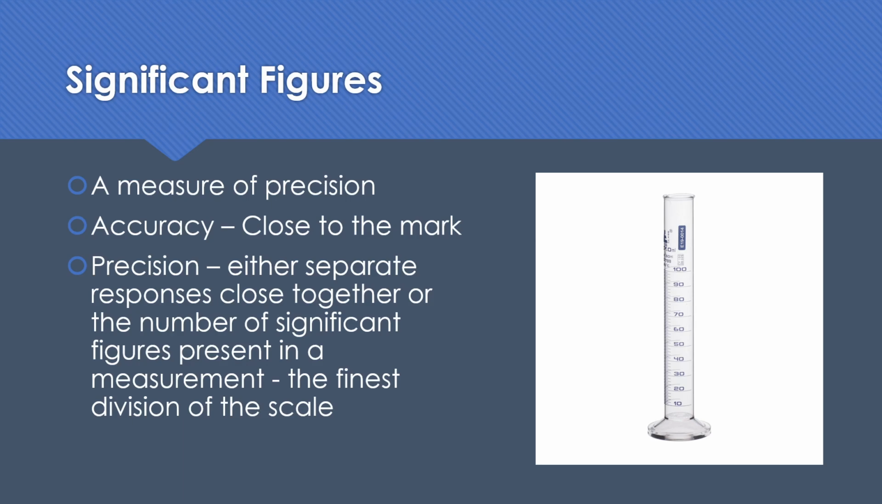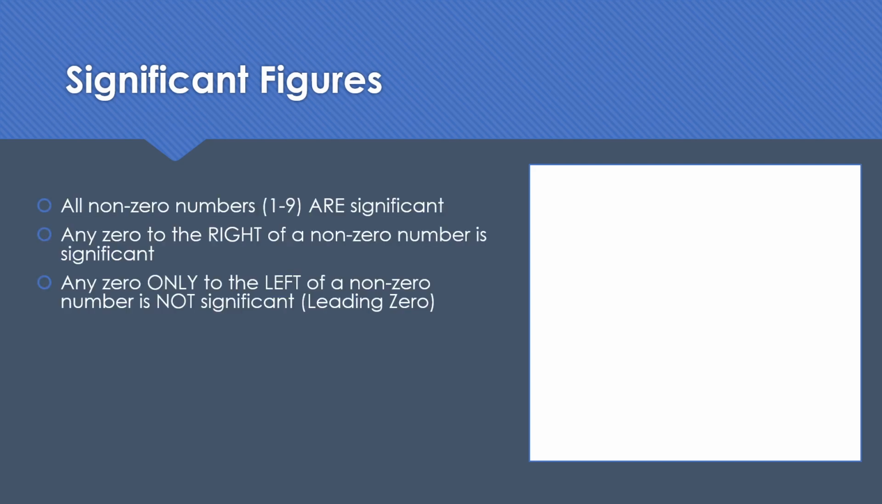So what makes a significant figure significant? Here are the rules, and for most numbers, it's very easy. So all non-zero numbers, 1 through 9, are significant.